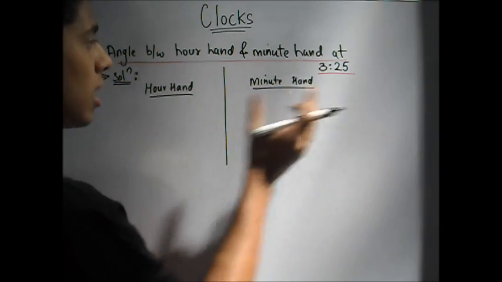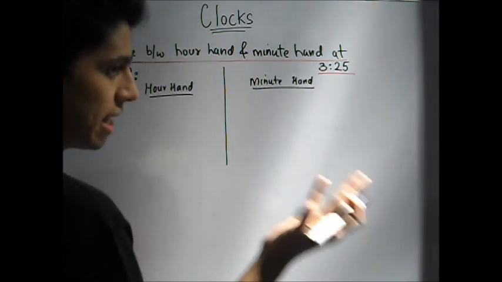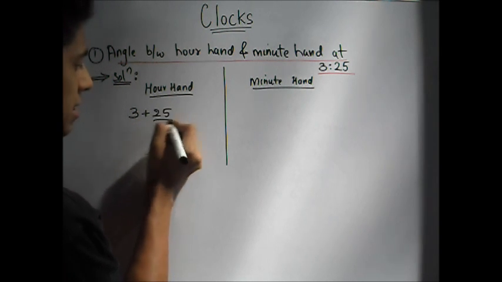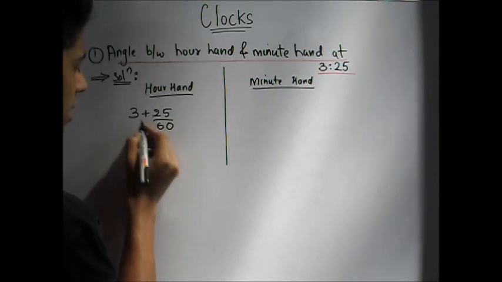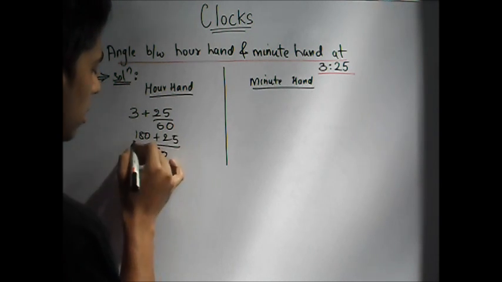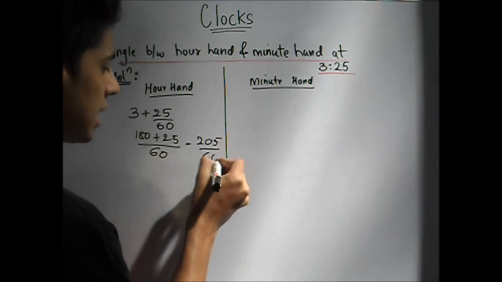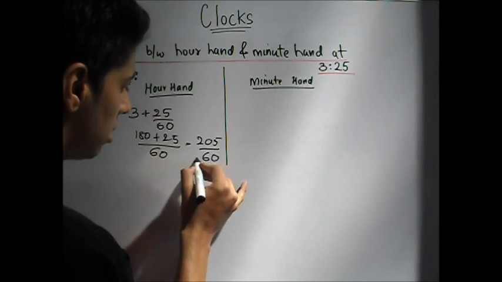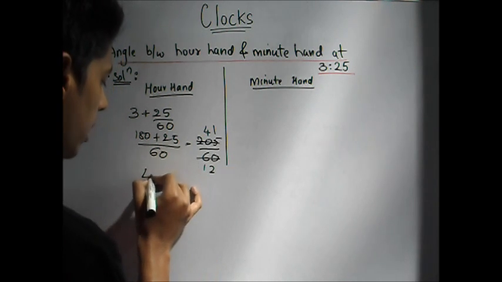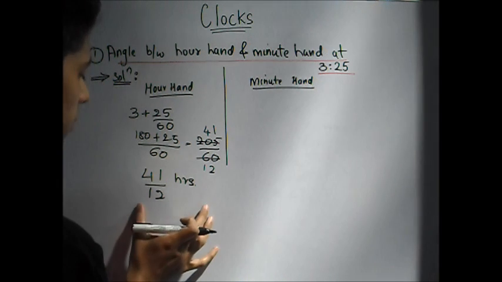For the hour hand, convert this into hours completely. Now this is 3 hours and 25 minutes. 25 minutes is 25 by 60 hours. So basically, the number of hours we are looking at is 3 plus 25 by 60 hours. If you multiply this, 3 times 60 is 180, plus 25 is 205. So this is 205 divided by 60 hours. If you further cancel, 5 twelves are 60, 5 times 41 is 205. So basically 3:25 is 41 by 12 hours.